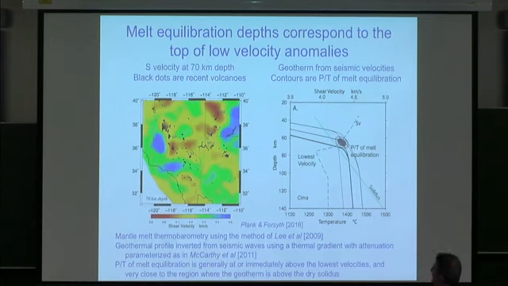But I guess the point that I'm trying to make here is that it looks like we can do quite a good job with these low seismic velocities of inferring the place in the mantle where the melt is being produced. Okay.